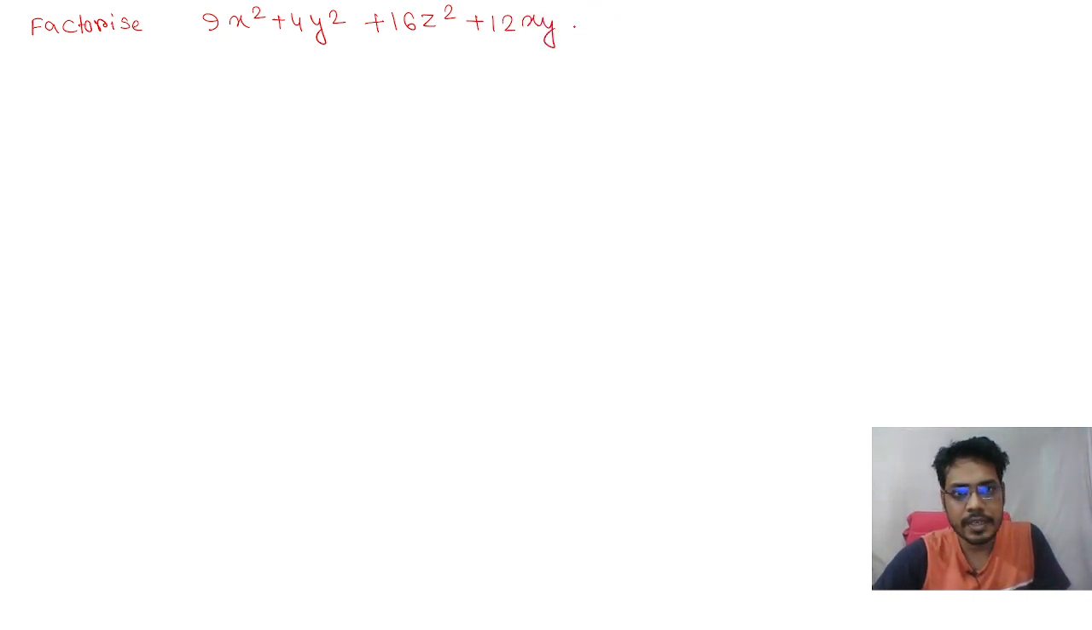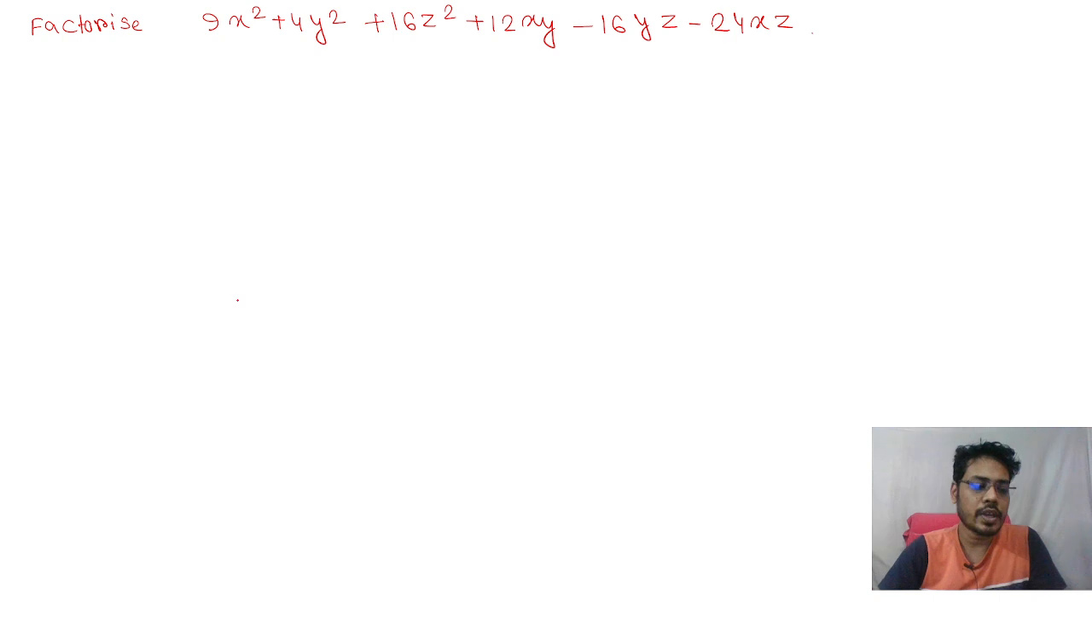Now if it is given, you have to factorize this. So factorize 9x square plus 4y square plus 16z square plus 12xy minus 16yz minus 24xz.